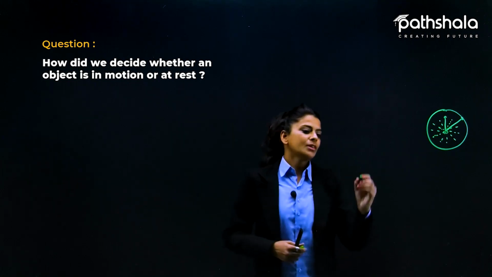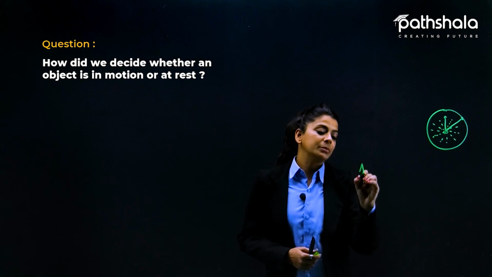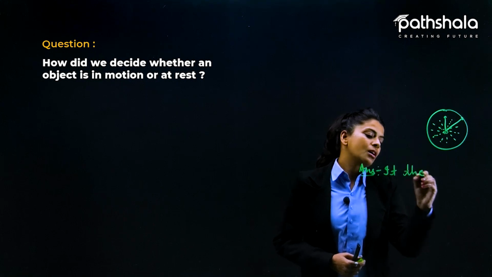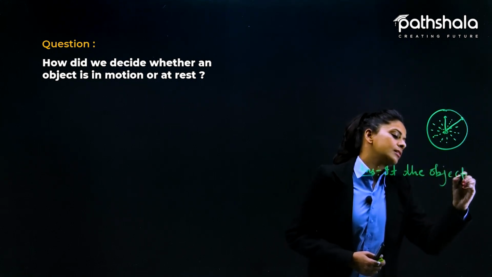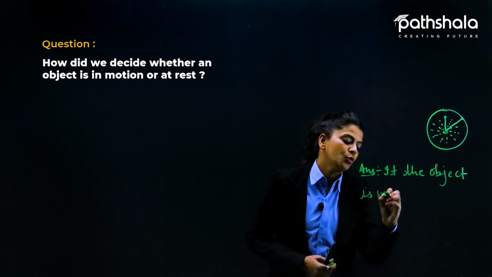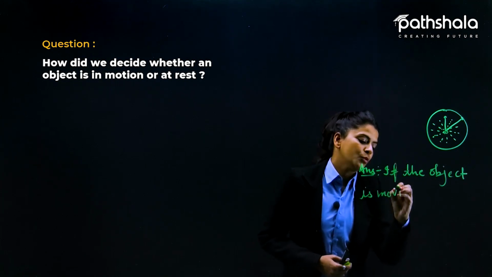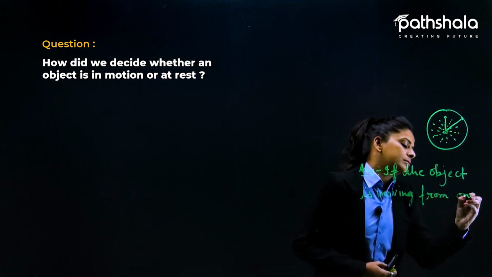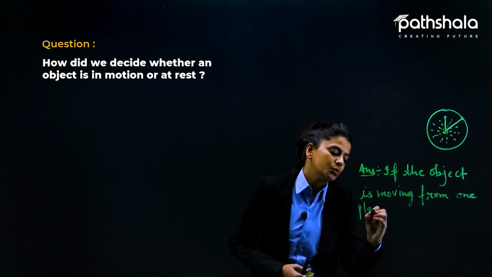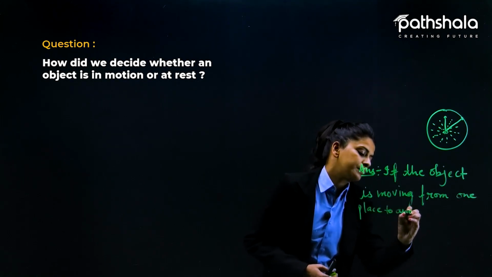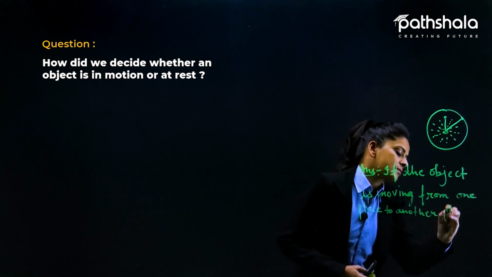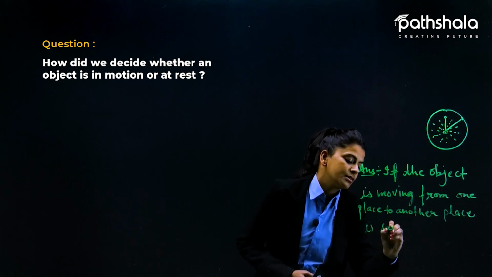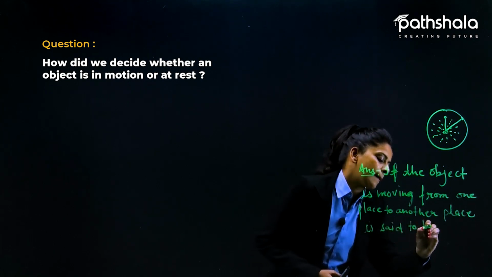So how do we decide? The answer here will be, if the object is moving from one place to another place, it is said to be moving.